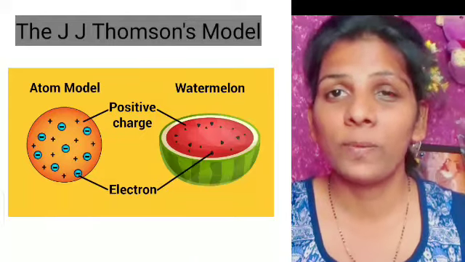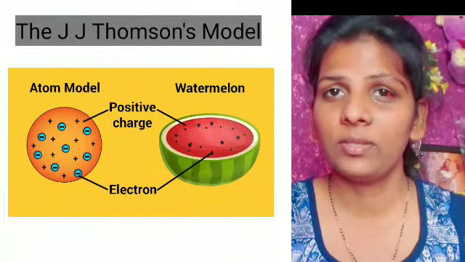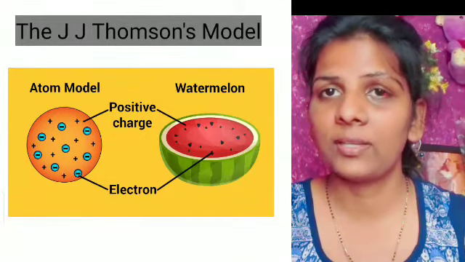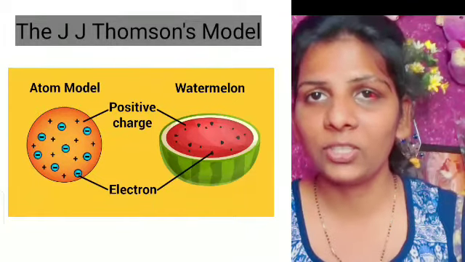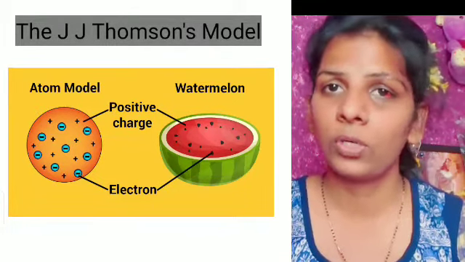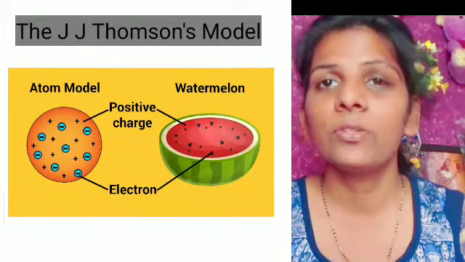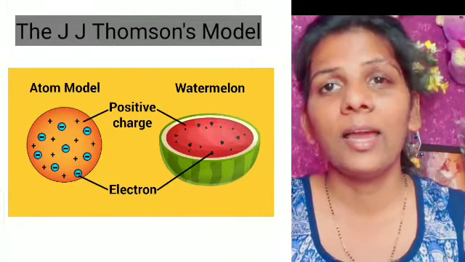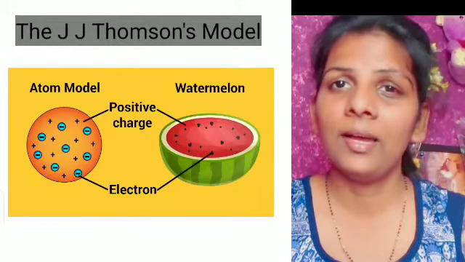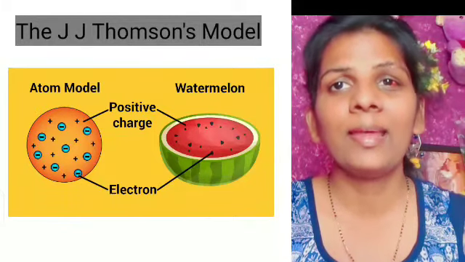It has some drawbacks. For example, the positive charge and the negative charge cannot be so close to each other. So hence his model was rejected. A few more scientists, as we are going to discuss later, tried in order to get the exact structure of an atom.